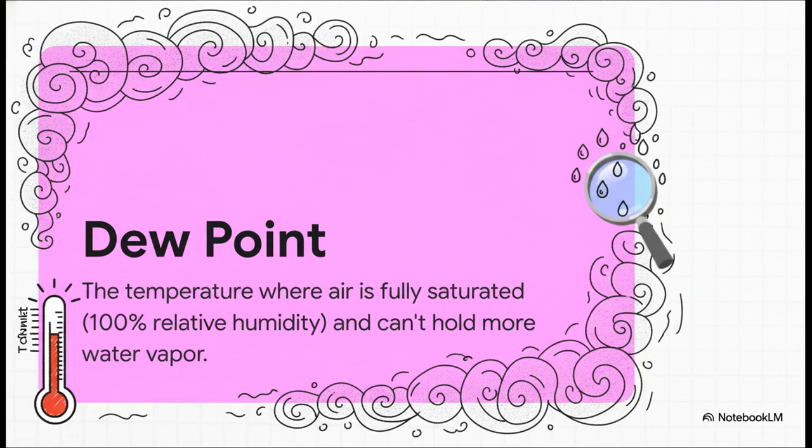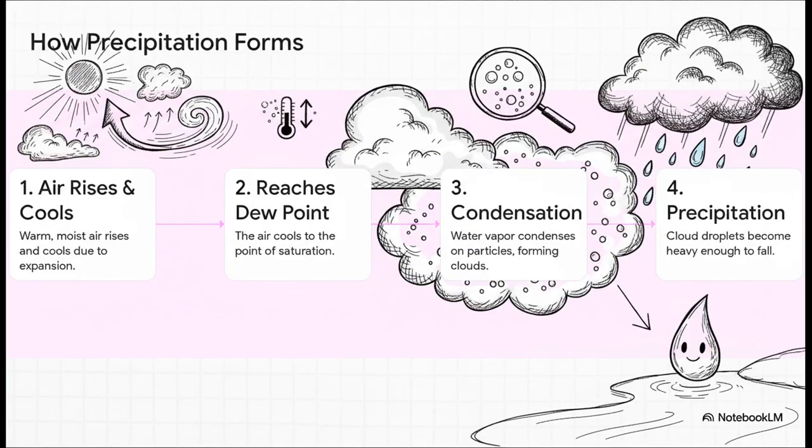You see, the air around us is holding water all the time as an invisible vapor, but it has a limit, and that limit depends on the temperature. The dew point is that magic temperature where the air is completely full. It's hit 100% relative humidity, and it literally cannot hold one more drop of water vapor. So what happens then? Well, it's a beautiful four-step process.